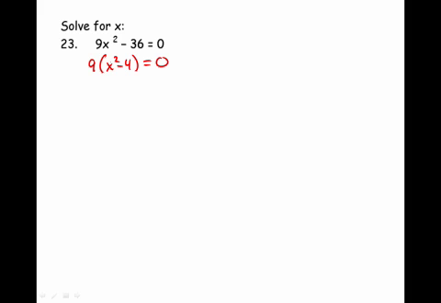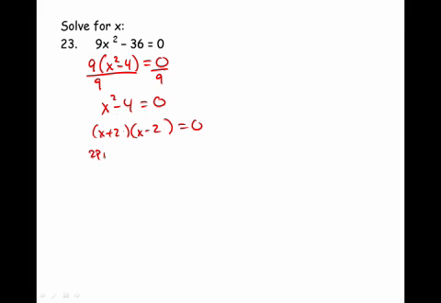Now, if we're solving for x, since there's a number on the outside of that parentheses, I could divide both sides by 9. So this becomes x squared minus 4 is equal to 0, because 0 divided by 9 is 0. Now we'd go ahead and do our difference of squares. It would be x plus 2, x minus 2. And so by the zero product property, x is equal to negative 2 or positive 2.